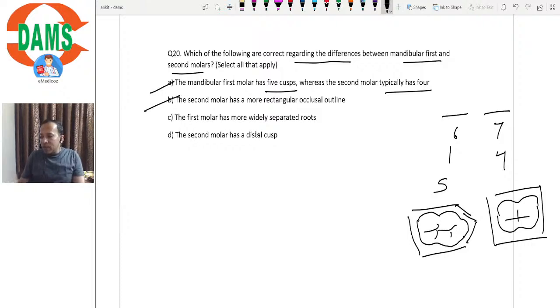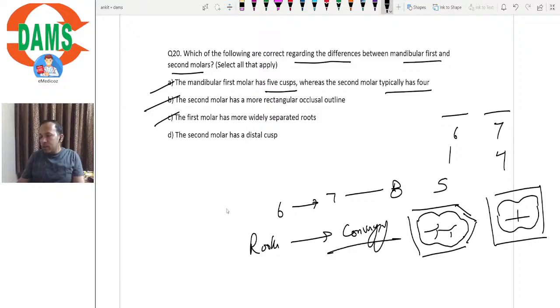The first molar has more widely separated roots. This is also correct. Why? Because as we move posteriorly, as we move from 6 to 7 to 8, the roots become more and more converging, right? So obviously first molar has more separated roots as compared to 7, and 7 has more separated roots as compared to 8.